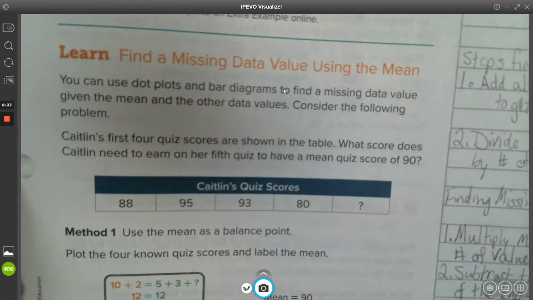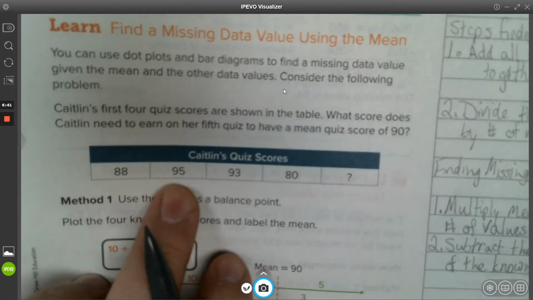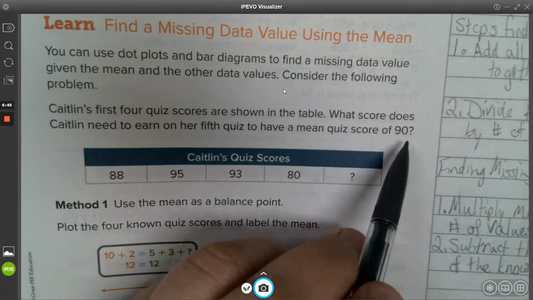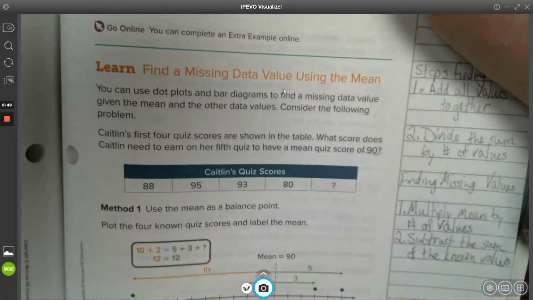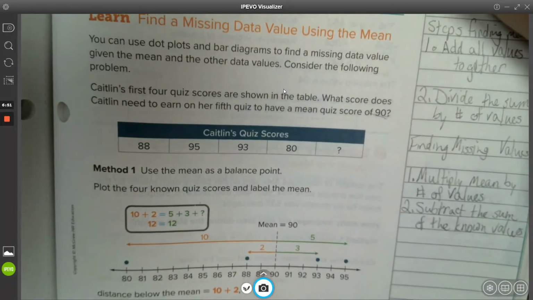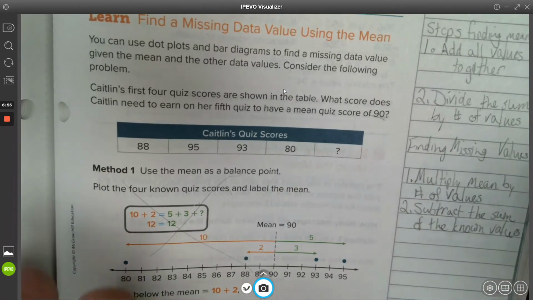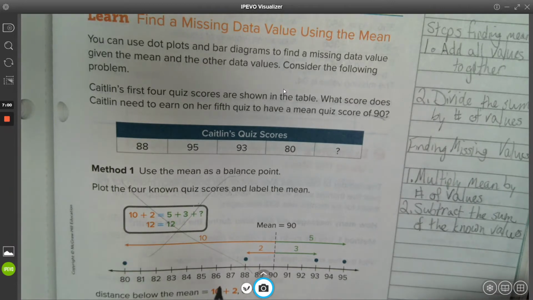Let's take a look. So here we have Caitlin's quiz scores. 88, 95, 93, 80, and we don't know. Now we know that she has a mean of 90. So the first step that we do here is, we're not even going to use this balance point thing. It's great if you understand how to use it, that's fine. It's a little bit of extra work. But there's an easier way to do this.